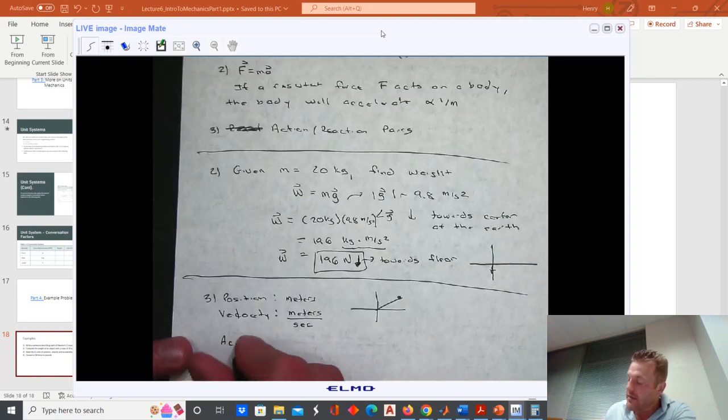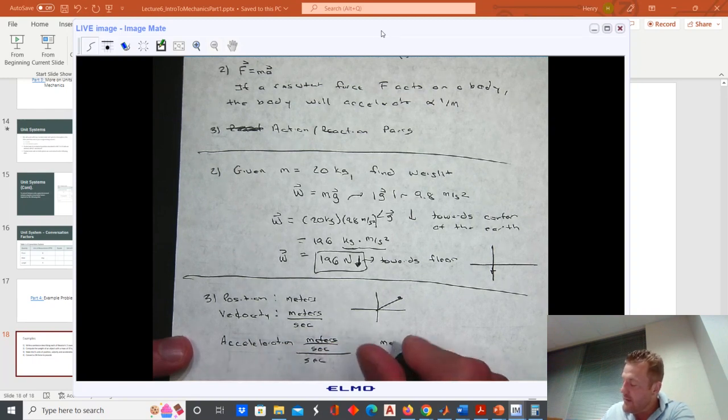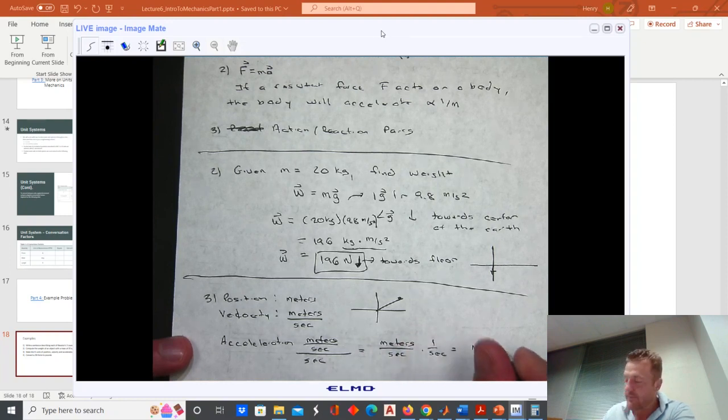And then acceleration is just the rate of change of that. So it will be in meters per second per second. But remember, a more natural way to write that is just meters per second times 1/second, which is just going to be meters per second squared. So that's the SI unit of acceleration.